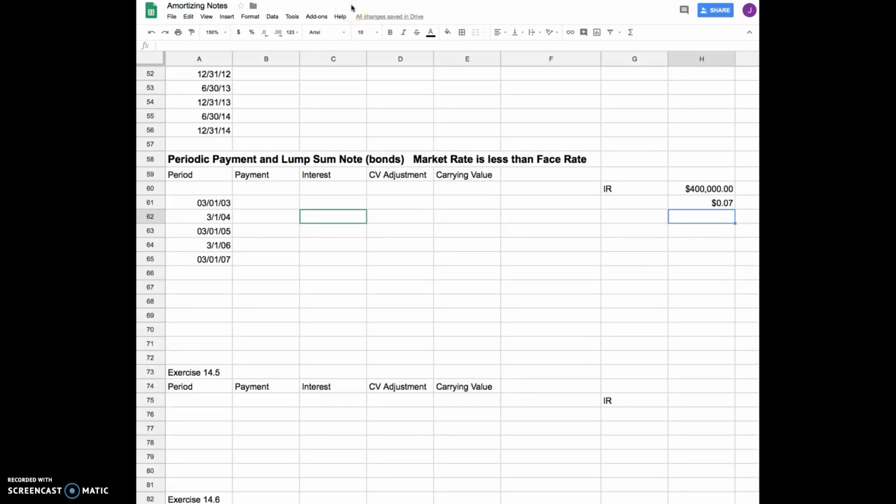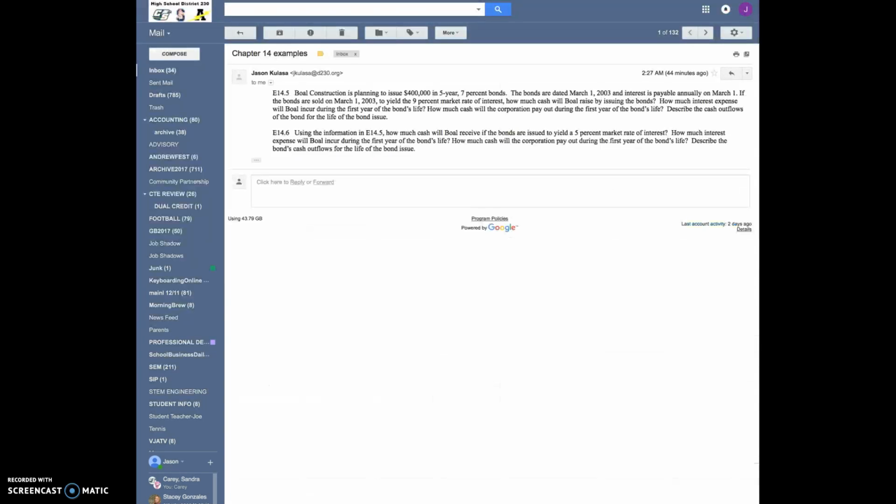Okay, class, I just want to go through a sample problem that I'm going to send you to review for the test. It's exercise 14.5. Bull Construction is planning to issue $400,000 in 5-year 7% bonds. The bonds are dated March 1st, 2003. Interest is payable annually on March 1st. If the bonds are sold on March 1st to yield 9% in the market, how much cash will Bull raise by issuing the bonds? So that's the first part of this problem that we want to tackle.